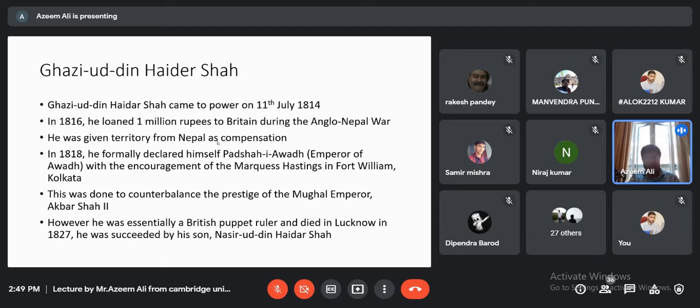In 1816, he loaned 1 million rupees to Britain during the Anglo-Nepal War, and he was given territory from Nepal as compensation for this loan. In 1818, he formally declared himself Padshah-i Awadh, Emperor of Awadh, with the encouragement of the Marquess of Hastings in Fort William, Kolkata. This was done to counterbalance the prestige of the Mughal Emperor Akbar Shah II, but he was essentially a British puppet ruler and died in Lucknow in 1827, and he was succeeded by his son Nasiruddin Hyder Shah.